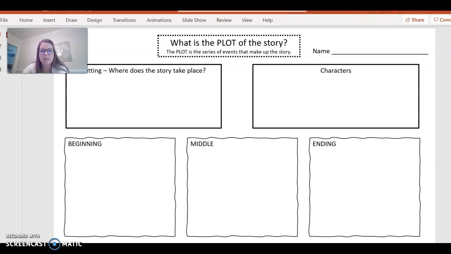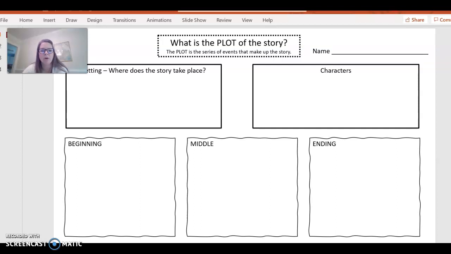Okay, scholars, in this lesson, we are going to be practicing understanding plot. So the last week in school, we talked about how the plot is the series of events that make up a story, and we use the story Cinderella to help us understand that. So in today's lesson, we are going to be looking at a fable. We'll talk about what that is here in just a second.